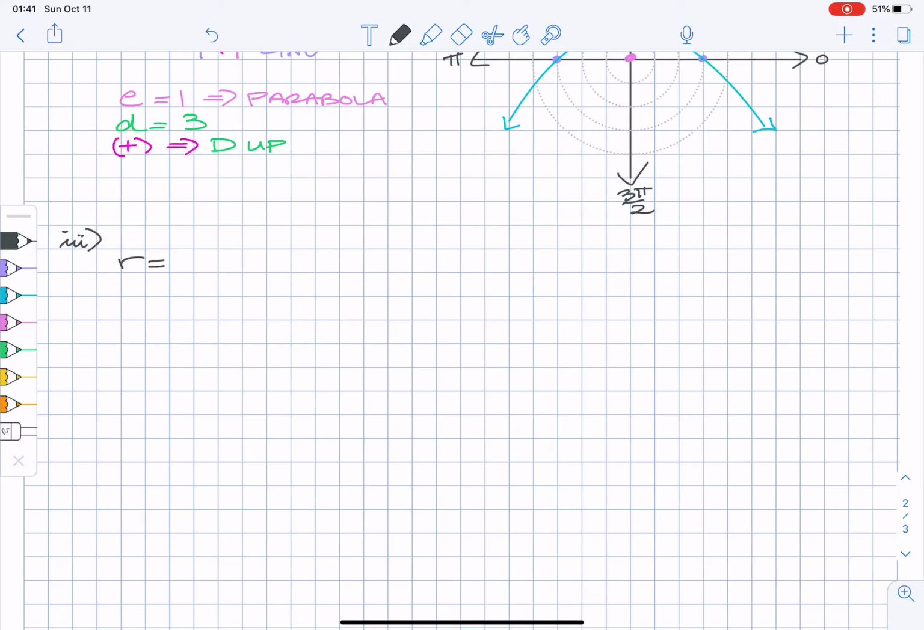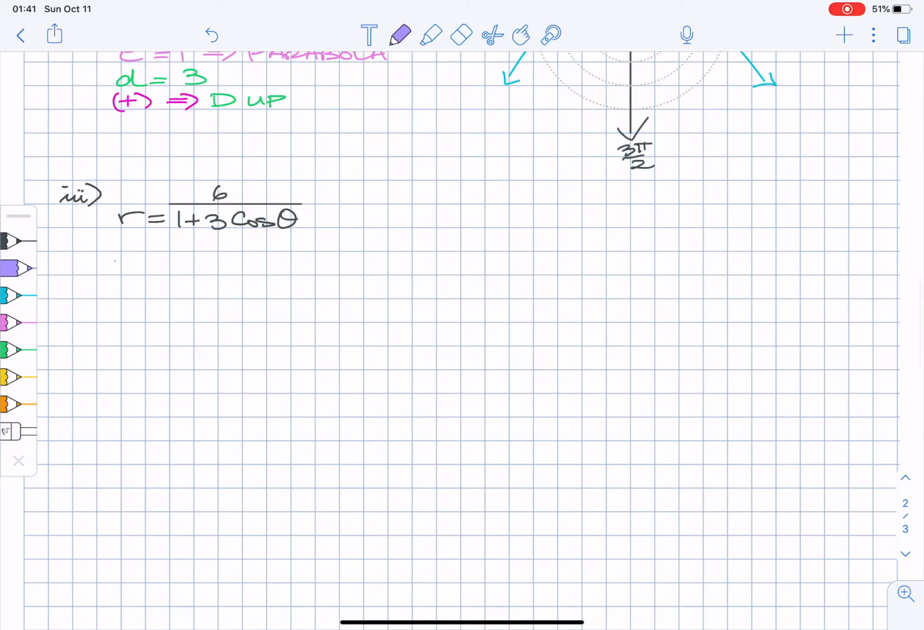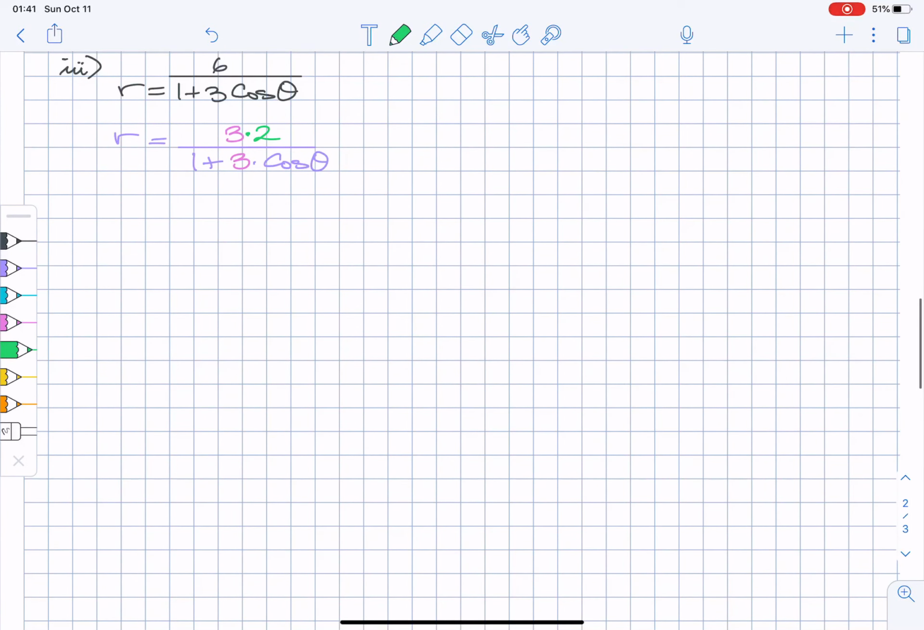So let's do r. Pardon me. No, shoot. R is equal to 6 divided by 1 plus 3 cosine theta. So now we're positive cosine, which means that's where my directrix will be. So let's rewrite this. R is equal to, let's look at the denominator first. 1 plus 3 times cosine of theta. So in the numerator, I have 3 times 2 to get to 6. So my eccentricity is 3, which is greater than 1, so this is a hyperbola.